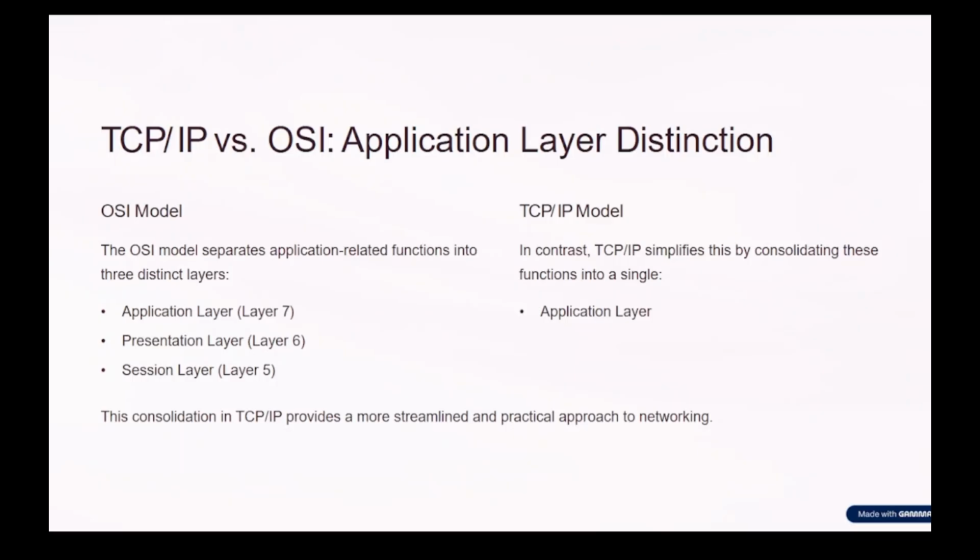TCP/IP versus the OSI application layer: what are the differences? The OSI model separates application-related functions into three distinct layers: the application layer, presentation layer, and session layer. The TCP/IP model simplifies this by combining these functions into a single application layer, providing a more streamlined and practical approach to networking.